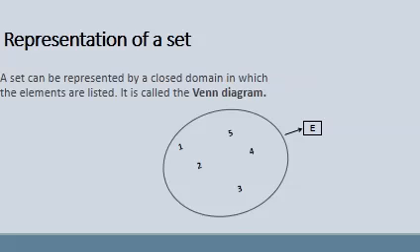Now, how can I represent a set? A set can be represented by a closed domain in which the elements are listed. It's called the Venn diagram. So for example, this set E contains 1, 2, 3, 4, and 5.